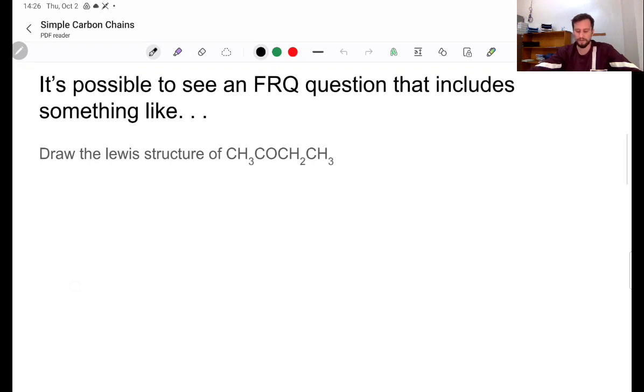Draw the Lewis structure of CH3COCH2CH3. Whenever you see something like this, I would say generally the hydrogens right after the carbon are connected to that carbon, if that makes sense. So this carbon would have those three hydrogens. And this is the one time, if you have a molecule like this, a chain of carbons, you don't need to do the counting of the valence electrons and draw the whole structure.